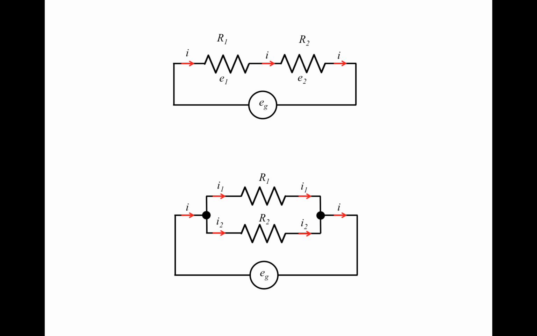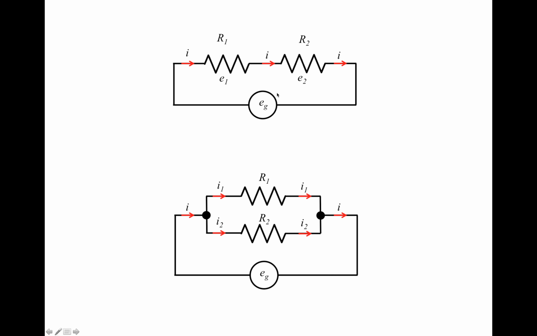If the two components are connected head to tail in a sequence, this is called a serial connection. In a serial connection, the current flowing through each component is identical, but the voltage across each component can be different. So E1 and E2 can be different, right? In this example, we have two resistors connected in serial, so the current flowing through both of them is the same, but the voltage across R1, which is E1, can be different from the voltage across R2, which is E2, right?